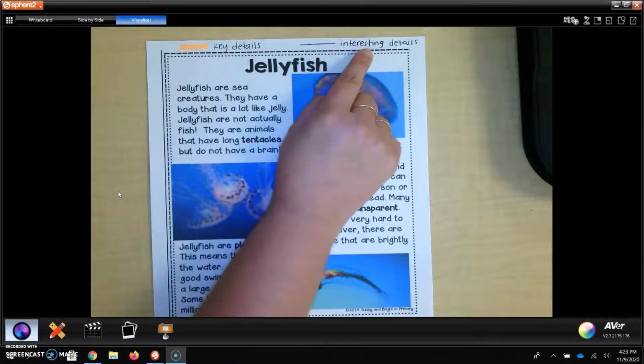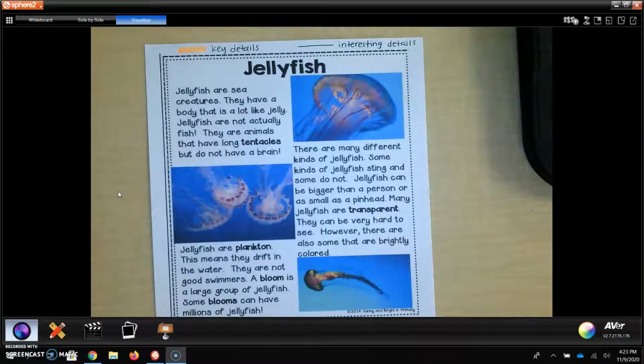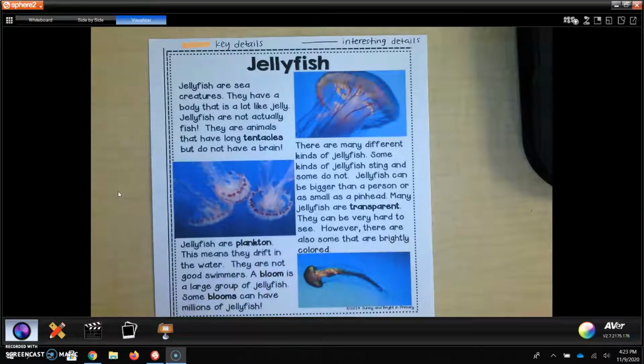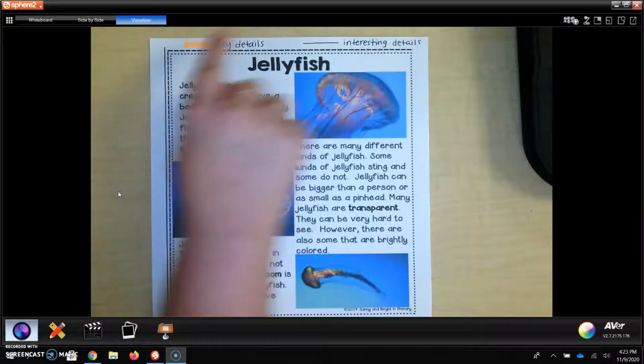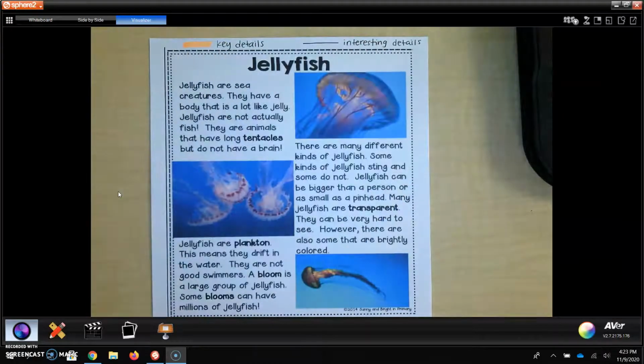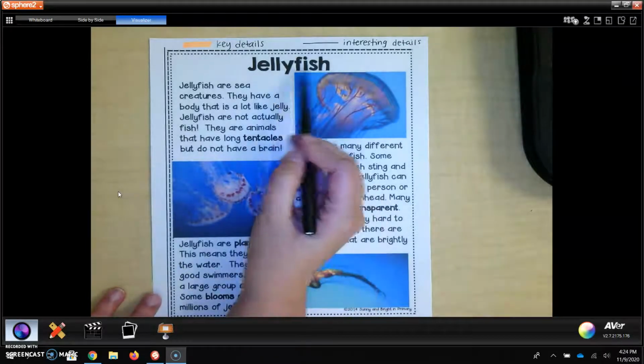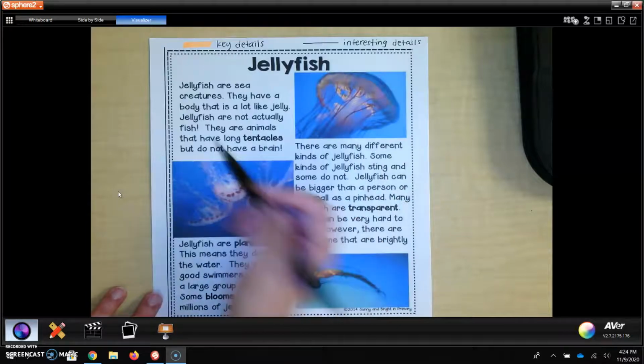Interesting details are just going to be other pieces of information that the author includes to keep you interested, to keep you entertained a little bit, and just giving you fun, interesting facts about that topic. So as we read through this, if I see a super important key detail, I'm going to highlight it. And if I see an interesting detail that is just a fun fact, I'm going to cross it out just so I can see the difference and so you can see the difference. Okay, so our topic is called jellyfish. So let's go ahead and start reading.